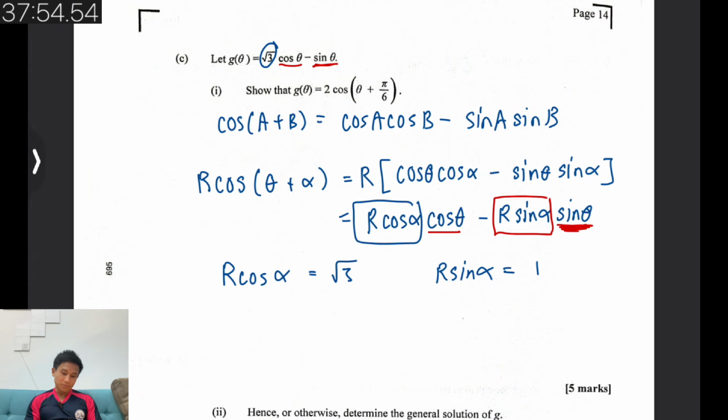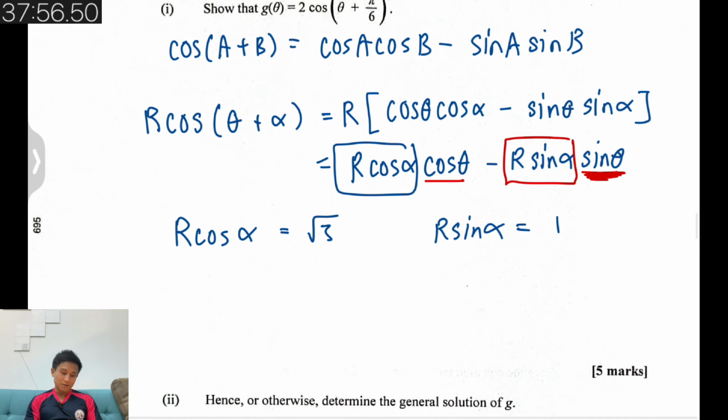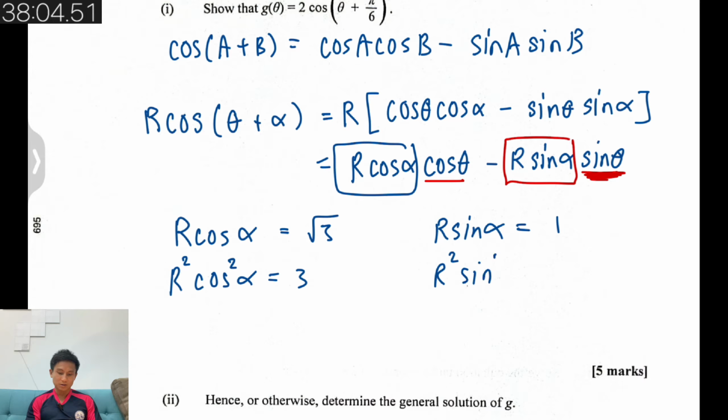Now, if you square both terms, r squared cos squared alpha equals 3. If you square this, you get r squared sine squared alpha equals 1. If you add them up, I can factorize r squared out, and I get sine squared alpha plus cos squared alpha, I'm adding them up, equals 3.